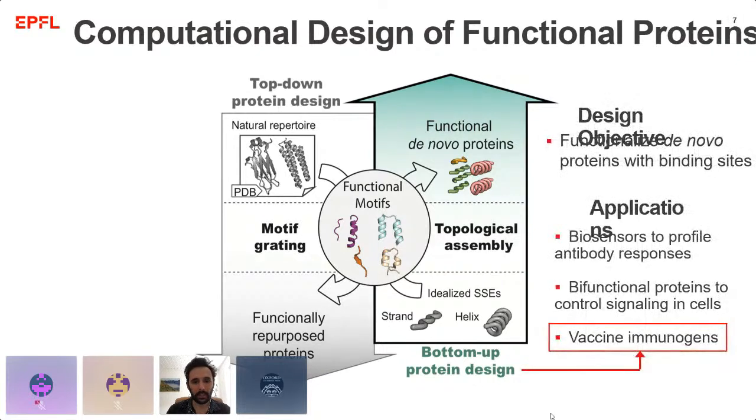Click, please. So the design objective in the next slides that I'm going to show is about functionalized de novo proteins with binding sites. And we have used these types of proteins for a number of different applications. Some of them are biosensors to profile antibody responses, bifunctional proteins that you can use to control signaling in cells, or vaccine immunogens. And vaccine immunogens is where I'm going to spend the majority of the time. Next slide.